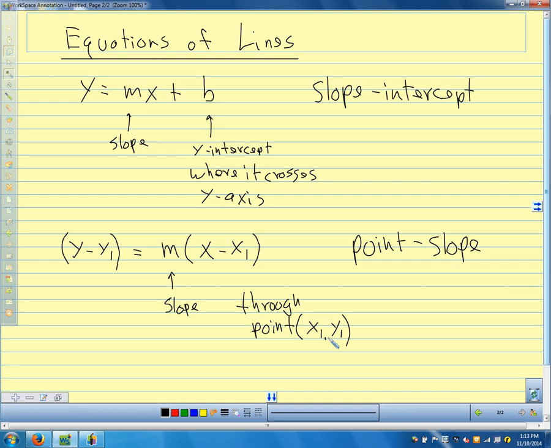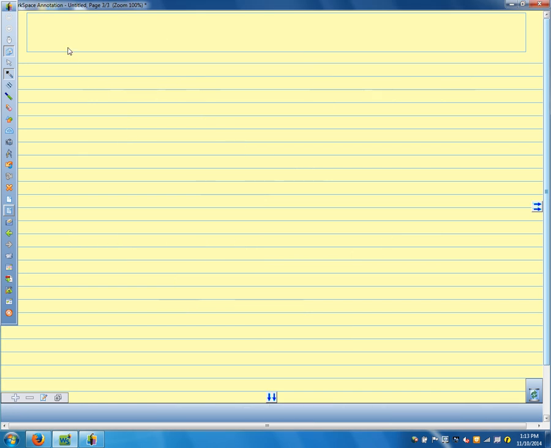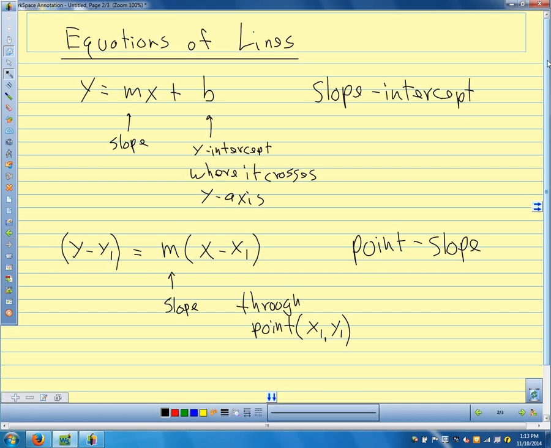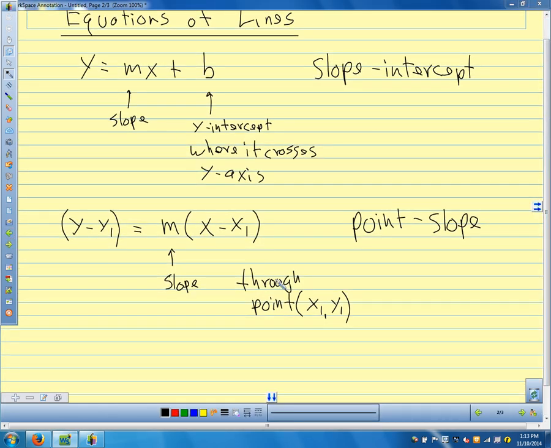All right, so on the back side, let's look at number 4. We want to graph these lines. And let me switch back here really quickly. Did we have any questions on these forms of equations of lines? Which one do you use? It depends on how they give you the problem.